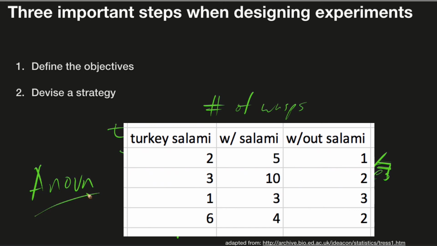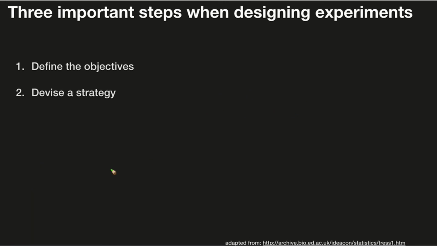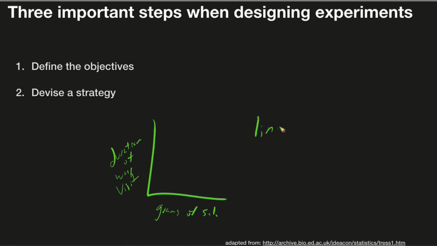Will I be doing a t-test? Will I be doing an ANOVA? Maybe I'm interested in measuring two continuous things. Maybe I want to look at grams of salami versus duration of wasp visit. And so, here I might actually be doing a linear regression. All three of these are valid ways to test whether salami content of a lunch impacts whether wasps want to visit, but they're all tested in different ways, and it depends on what and who I measure that facilitates which statistical test I'll use.